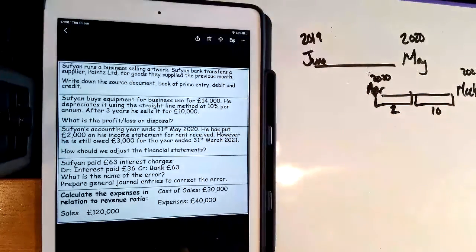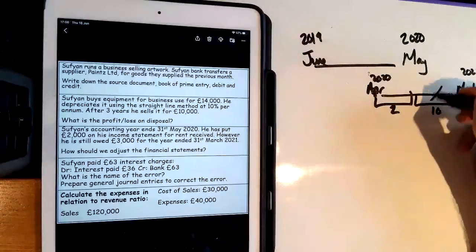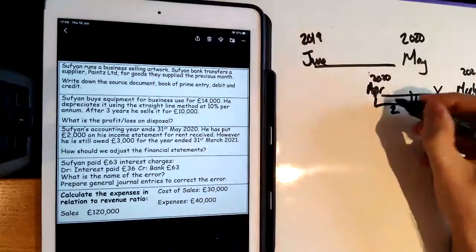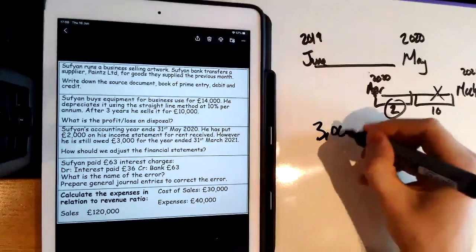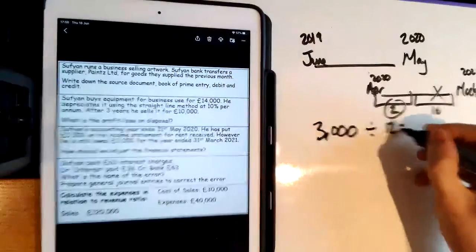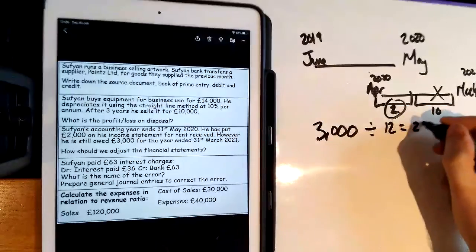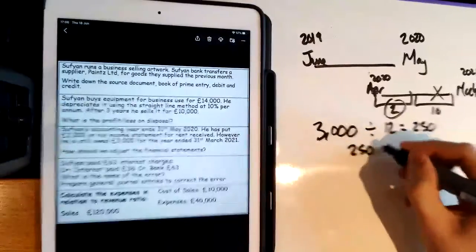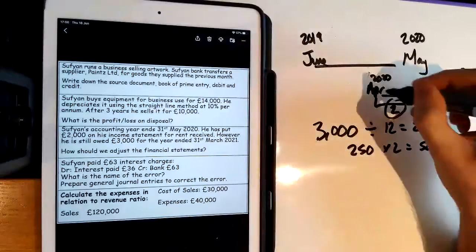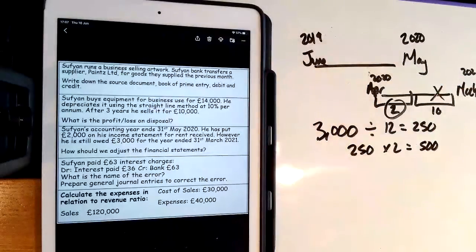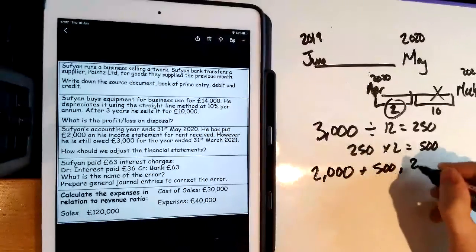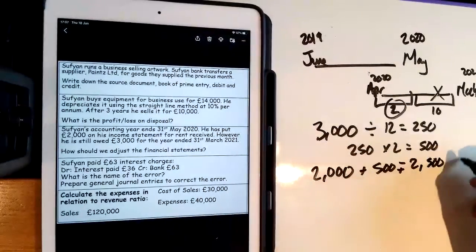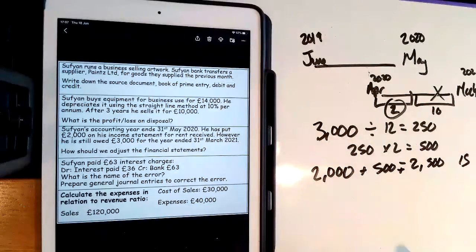Since it's owed, that means it's an accrual, so I don't care about next year's, but I do care about the 2 months that we're still owed, sorry. So we do 3,000 divided by 12 to get 1 month, which is 250, times that by 2. So we should have received £500 this year. So we need to add that on to the £2,000 to get 2,500 to go on our income statement as rent received.